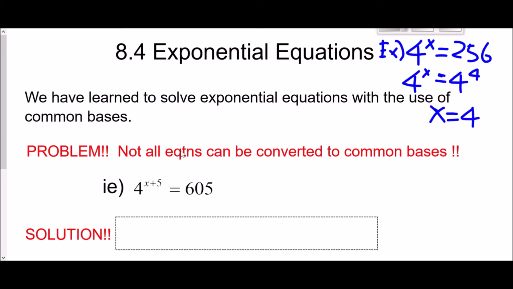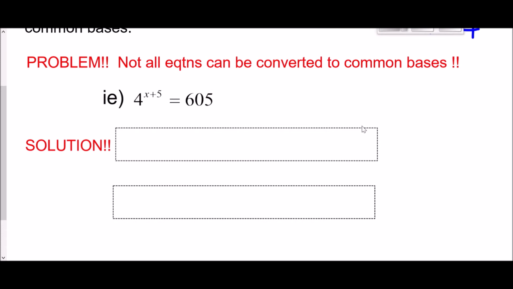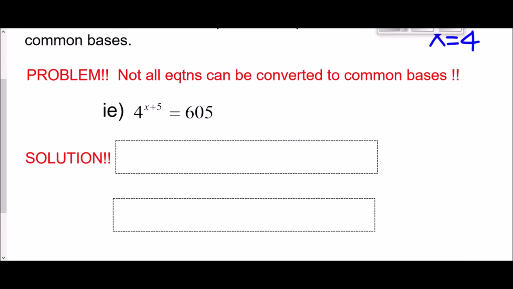Problem: not all equations can be converted to common bases. Look at the following examples. If you look at this, it doesn't matter how many times you try, or what different exponents you use, you'll find that you can never write 605 as an exponent with base 4. 4 raised to the power of what gives you 605? Nope, it doesn't work out.